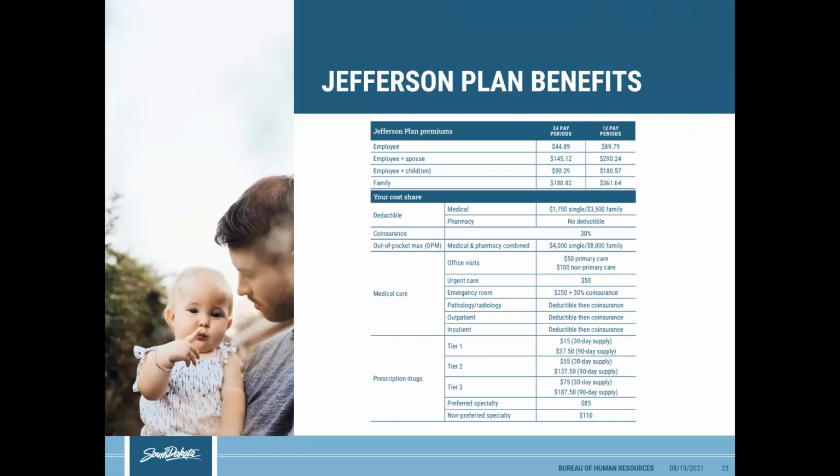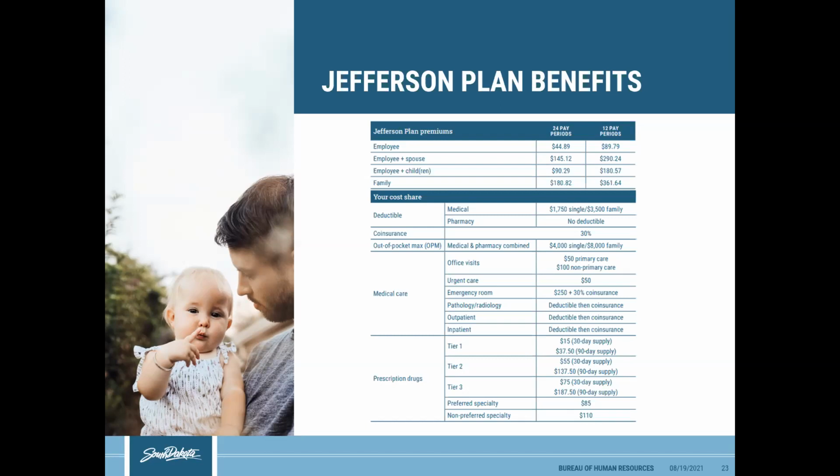The Jefferson plan is a low deductible health plan. This means you'll pay more in monthly premiums, but less in out-of-pocket costs. This plan may be a good option if you prefer being able to estimate your out-of-pocket costs and what they may be in a given plan year. The deductible is $1,750 for single coverage and $3,500 for family coverage. After you've met your deductible, the plan then pays 70% of eligible expenses while you are responsible for 30% until your out-of-pocket is met.